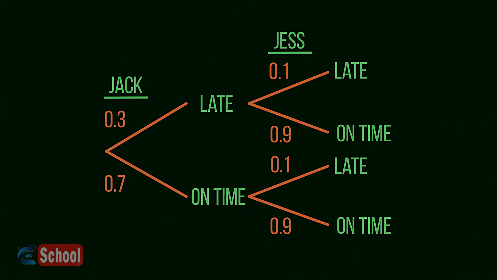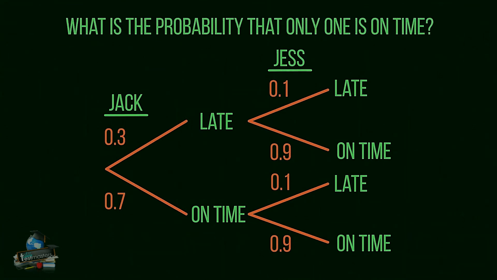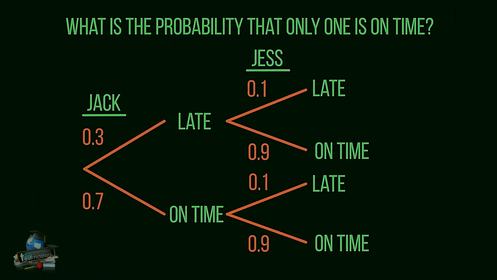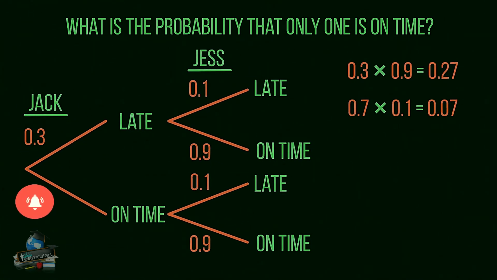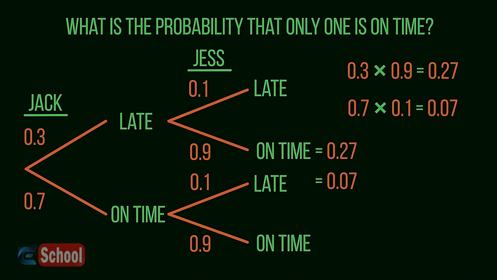Now we can look at solving the problem using our and or rules. The question asks us for the probability that only one is on time. There are two branches which satisfy this requirement. To work out the probability of each of these situations occurring, we need to apply our and rule and multiply them together. Because we have two eventualities that work for our question, we now apply the or rule. So to find the probability of exactly one being on time, we add the two values together. Therefore, the probability of only one being late is 0.34.